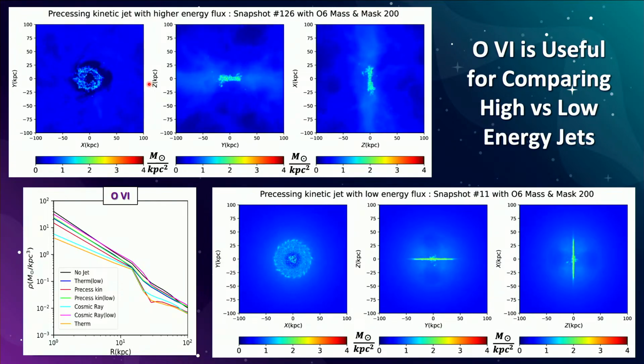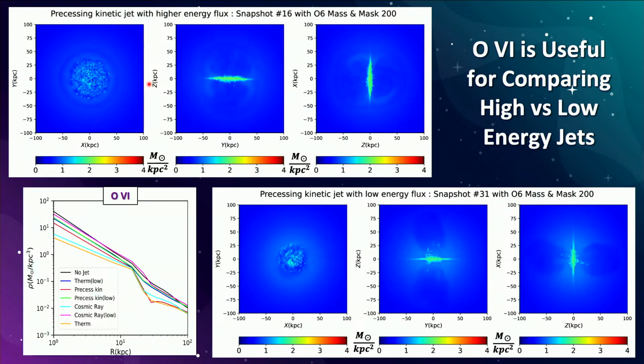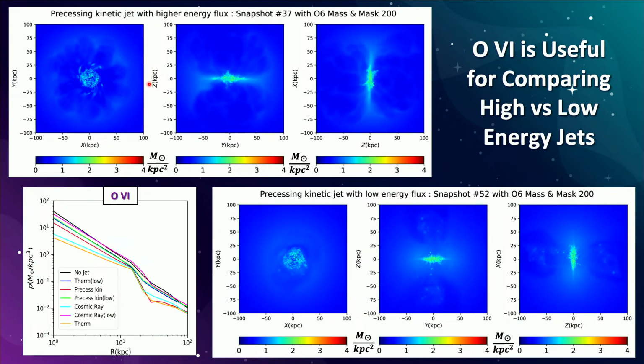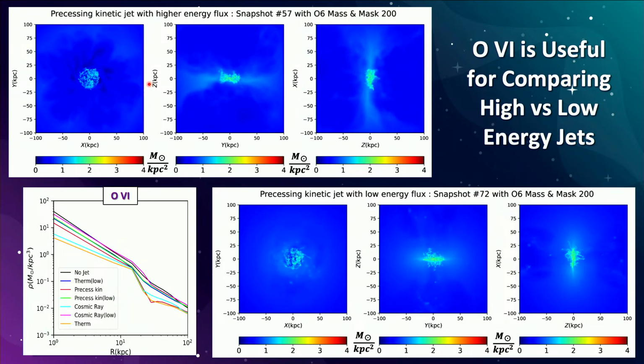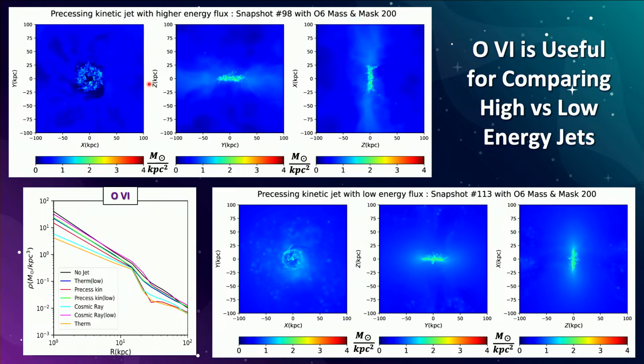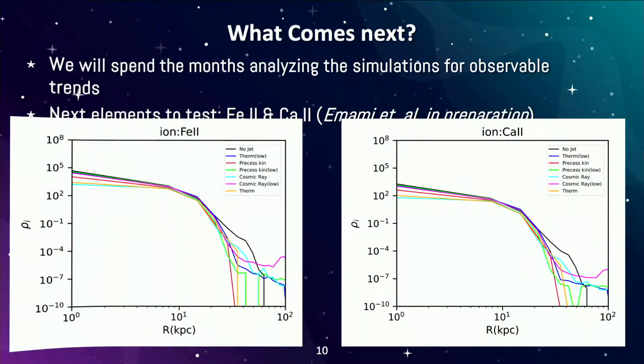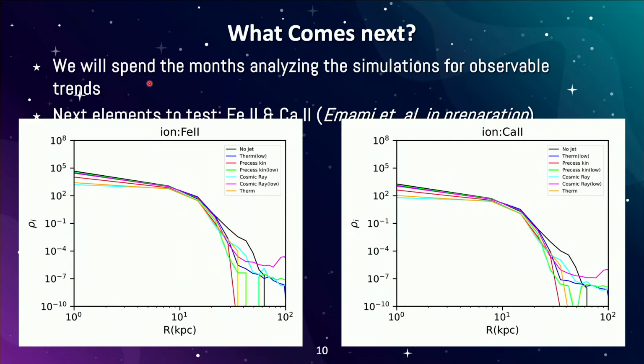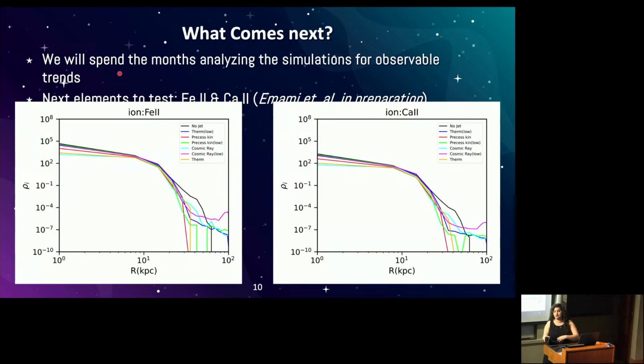This is something that we weren't necessarily expecting to see, but we were really excited to see because it means that oxygen 6 would make a really good control to see what type of energy and how high of energy we're observing in different types of AGN jets. So the next stages of this project are we want to specifically analyze more types of ions that we think would be easier to observe using things like the JWST.